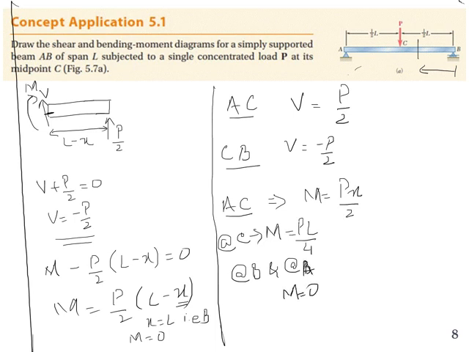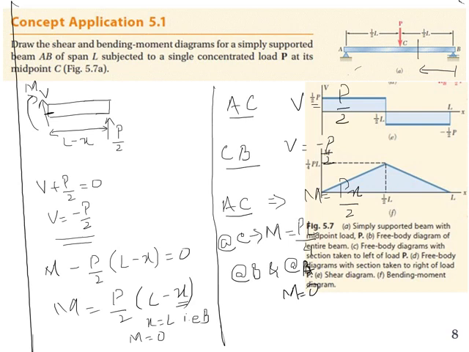Now if we plot it, the shear force and bending moment will be like this. Starting from A to C, shear force will be P by 2. From C to B, it will be negative P by 2. And the bending moment will be 0 at A, so it will increase linearly. If you look at the equation, that is Px by 2. The value will be maximum at C, and that is 1 by 4 PL. And again, it will be 0 at B. So when we plot it, we can find the maximum value of bending moment, that is PL by 4. And using that bending moment, we can find the maximum stresses.